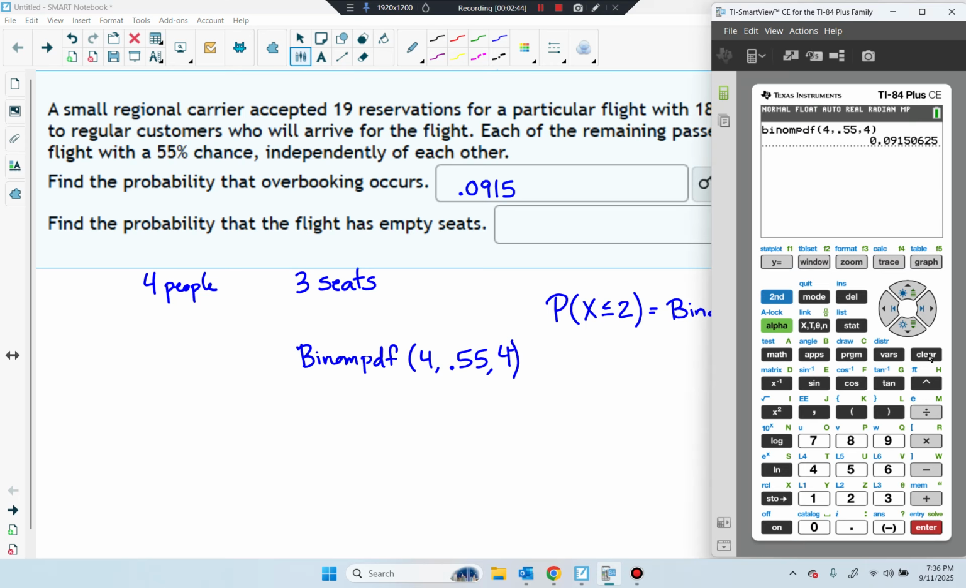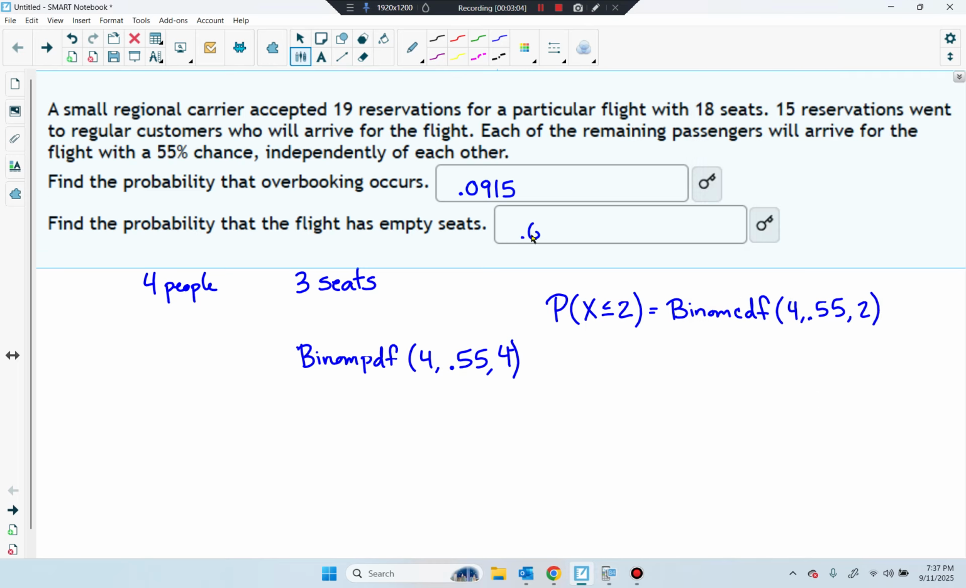So we go binomial CDF. It would be 4 trials, success rate of 0.55, less than or equal to 2. So we get 0.6090. Okay.